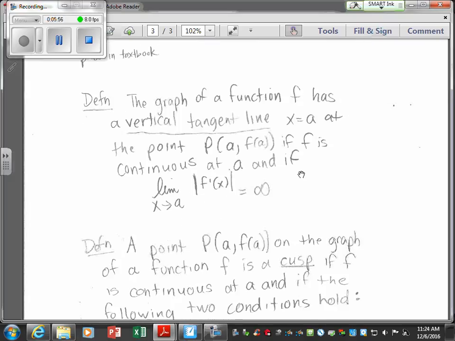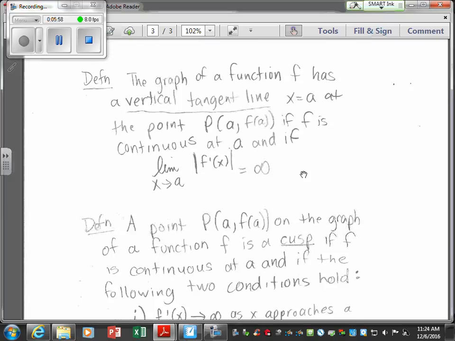Also, your textbook, and you may need a few minutes to jot this down, the definition of a function: it has a vertical tangent line at x equal a at the point P, f of a, if f is continuous at a and if the limit of the absolute value of f prime of x as x approaches a equals infinity.